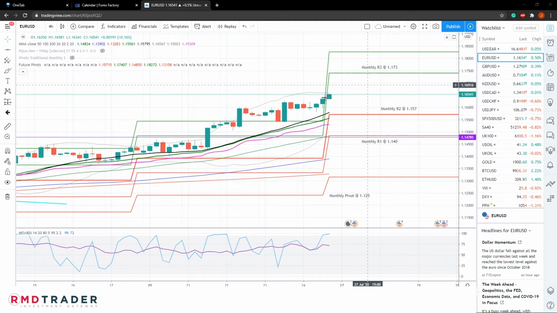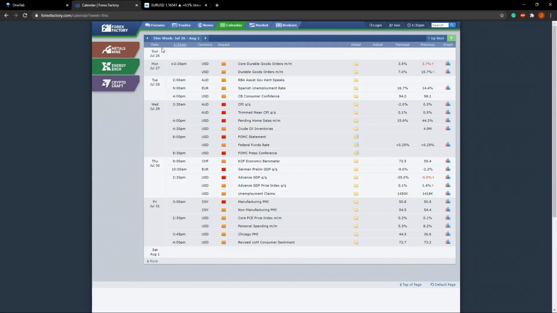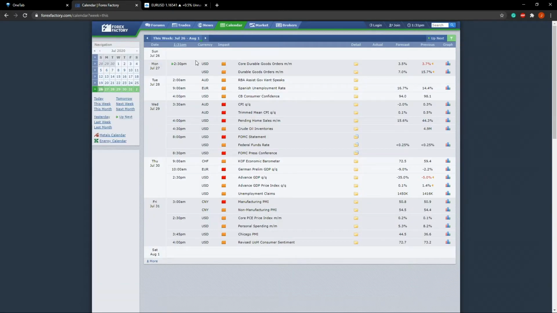Also looking for some stretch targets should price continue on its bullish momentum, we can expect price to likely reach this 1.173 area, as that will be a confluence area of both our monthly R3 pivot level as well as our weekly R1 pivot level.